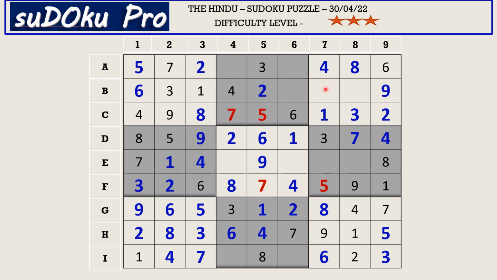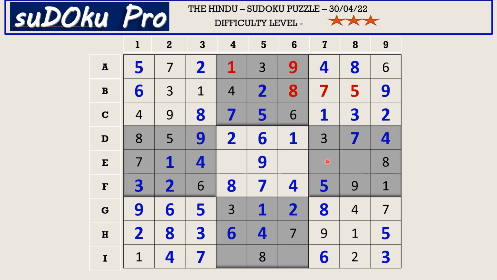The missing numbers in this block are 5 and 7. So there is 7 blocking from here. So B8 takes 5 and B7 takes 7. In B row, the only missing number is 8. In A row, the missing numbers are 1 and 9. There is 1 blocking from here. So A6 takes 9 and A4 takes 1.